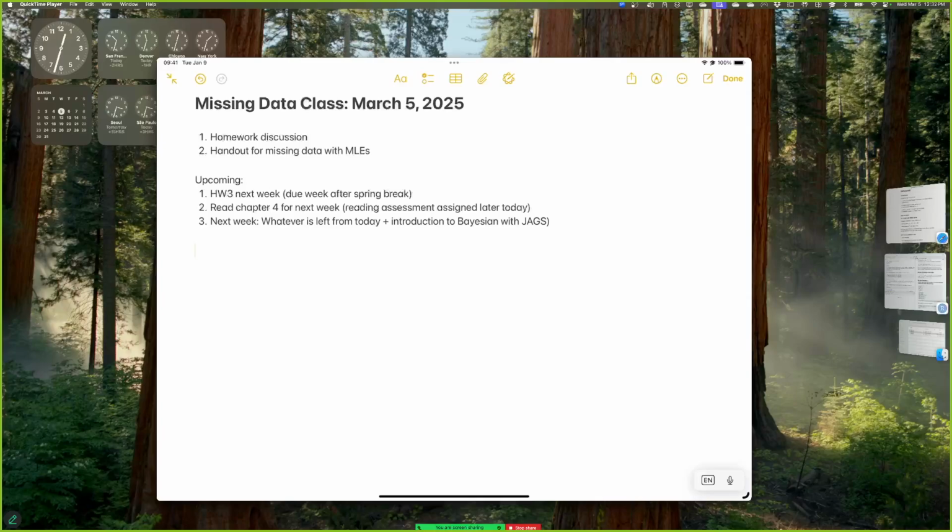First, we're going to start today with the homework discussion. I've had a few questions this week about homework. It's due Friday. I'd like to get your questions and try to provide answers for you as best I can on how to build the homework assignment. And then second, lecture today is how to do missing data with maximum likelihood estimators.